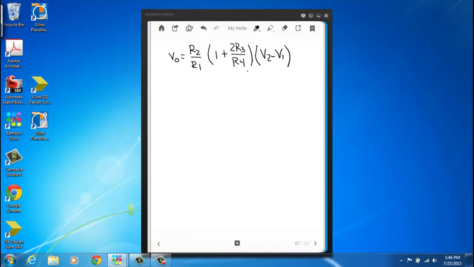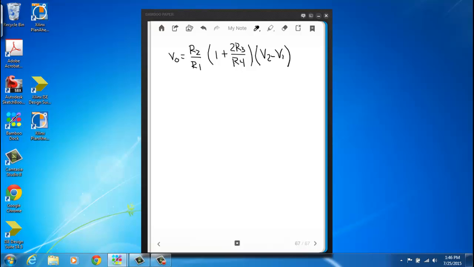Okay, so this is our expression for Vout, and this is how it gets modified by that op-amp circuitry in front of the differential amplifier. It's this term right here, because R2 over R1 times the difference of the two input voltages, that's the same as a differential or difference amplifier equation for Vout. But you see the op-amp circuitry in between where the inputs are and where the differential amplifier is produces this factor here, this 1 plus 2R3 over R4.